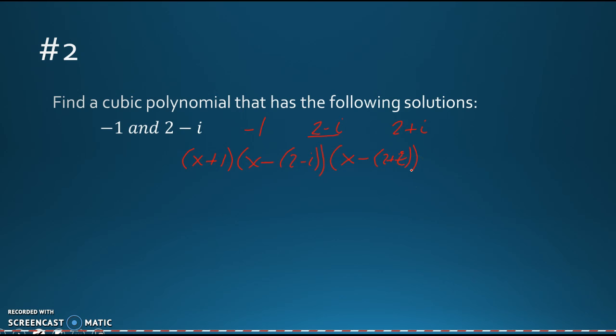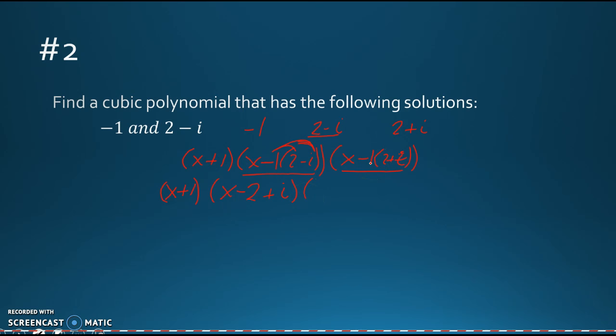So what I want to do is take these two factors and simplify them. I have the x plus 1 here, but what I'm going to do is put a 1 here and distribute this. So it's going to look like this: x minus 2, because negative 1 times 2 is negative 2, but negative 1 times negative i is positive i. I'll do the same thing here.